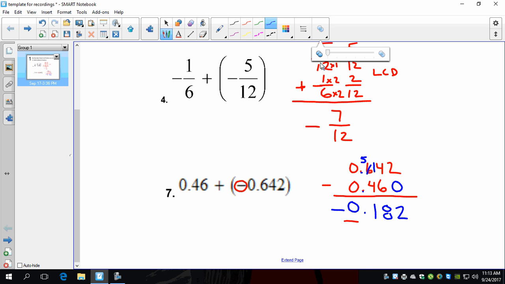Take my red negative sign out of there. Our answer is going to be -0.18. If the signs are different, you actually subtract and you go with the sign that has the bigger absolute value. And for our first one, number 4, if your signs are the same, you actually add those up. And again, you go with the sign that you're in.